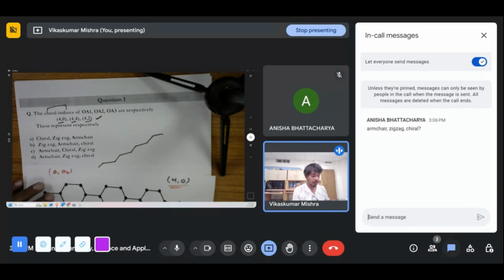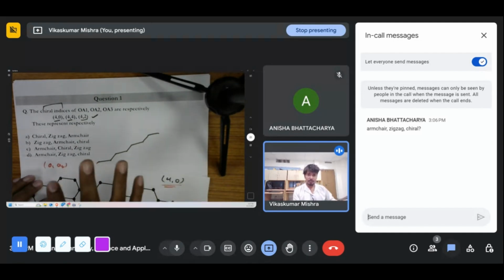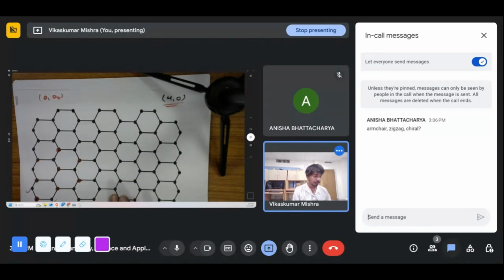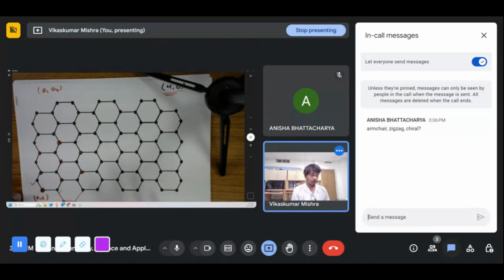Can you just recheck your answer? Something is not correct over here. So let's try to solve it together.